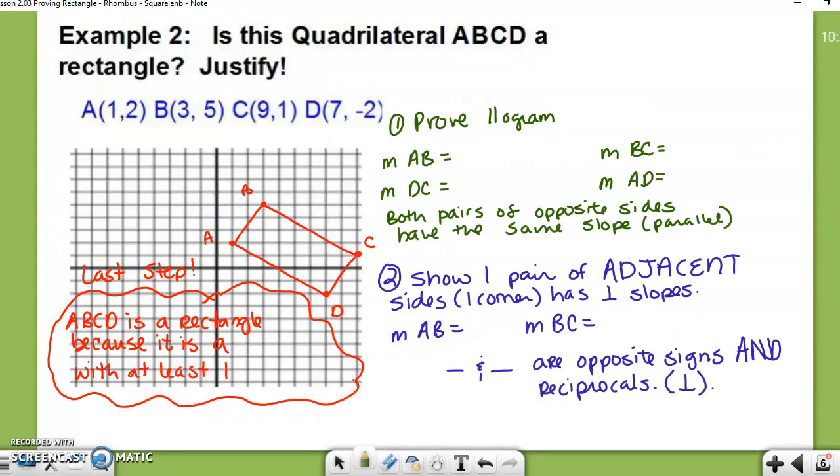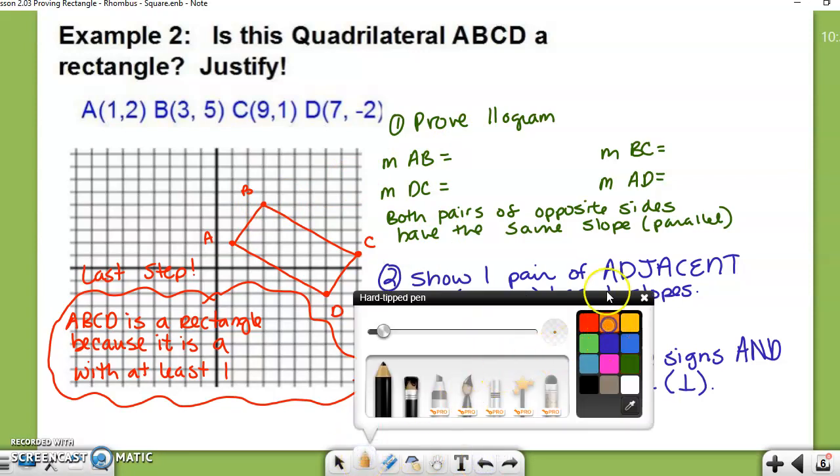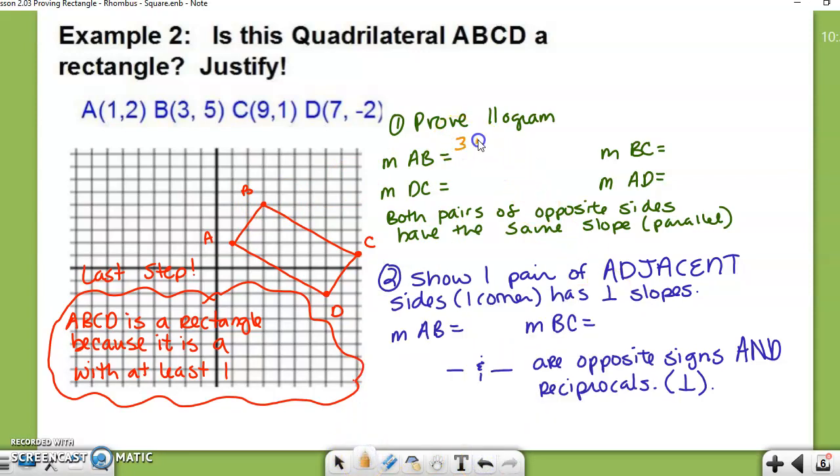So we want to look and see, is ABCD a rectangle? We need to justify. So first we're going to prove parallelogram. Let's count off our slopes. For AB, I've got a rise of 3 and a run of 2. When I look at DC, I've got a rise of 3 and a run of 2.